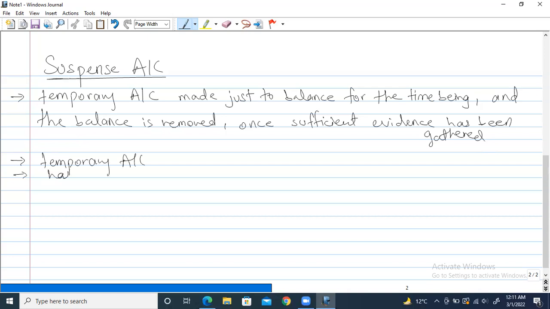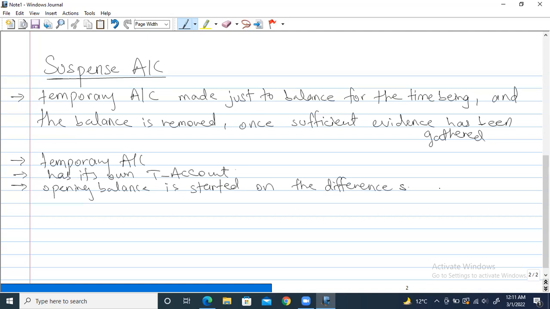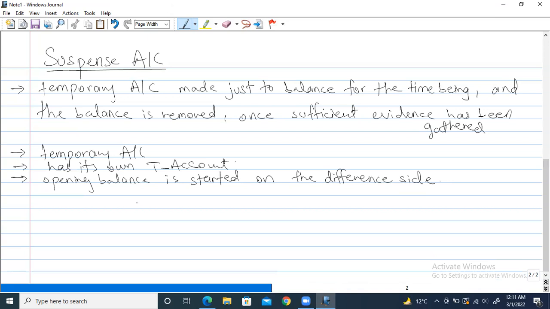It has its own T account. Opening balance is started on the difference side, right? And these are basically the main features of the suspense account. Let's make an example over here so that you can remember this.